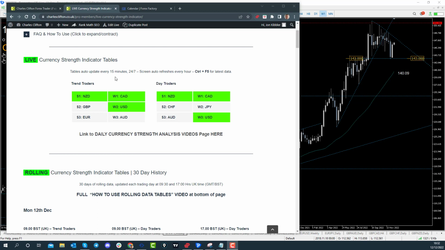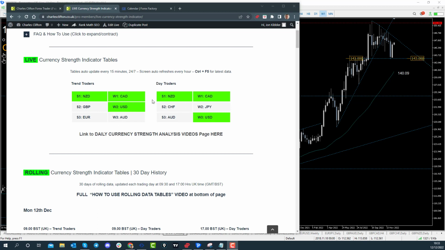Here we have the live currency strength indicator tables in front of us. We have two types of tables: the trend traders table and the day traders table. These are showing the same studies, just on different time frames. So our trend traders is the higher time frame and our day traders is the lower time frame.